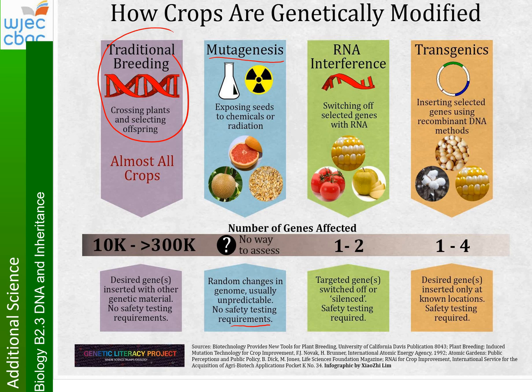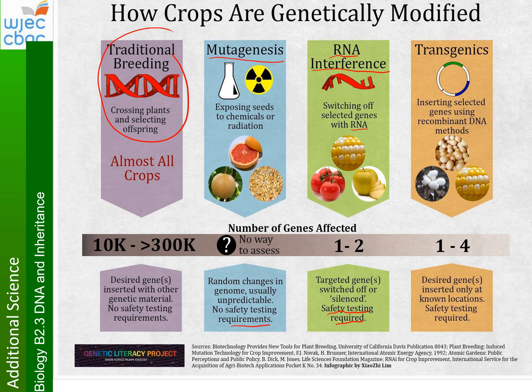The second method is called RNA interference. And in this method, you'll see it in some of the examples we're going to look at later, you can switch off selected genes with this RNA. So, for example, if there's a gene that causes a particular change in an organism, that gene can be switched off or silenced. There is safety testing required for this. So you'll see that particularly in salmon, why they are using RNA interference and switching off the genes.